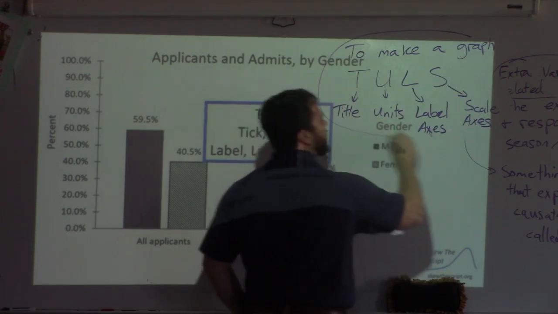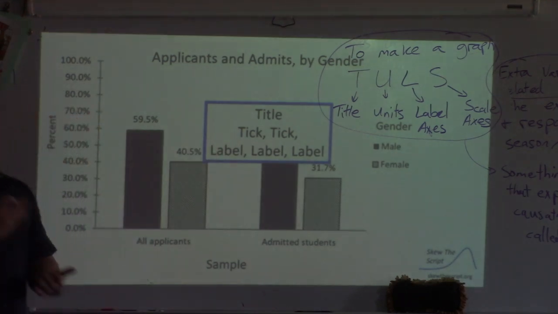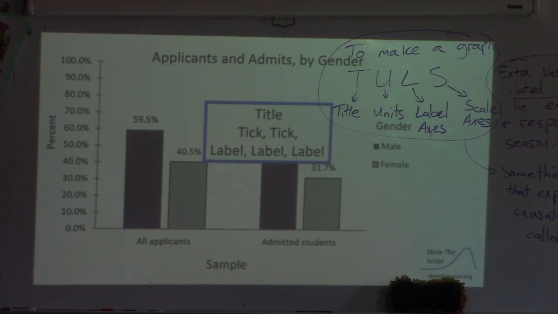I feel like this summarizes it a little bit better. Make sure you have the right tools. You have the title, you have the units, you have the axes labeled, and you have the axes scale. You have to make sure you have those features, all four of them. I think for the most part we're pretty strong on that, but if you ever make a graph on the AP exam, make sure you hit all four of those.